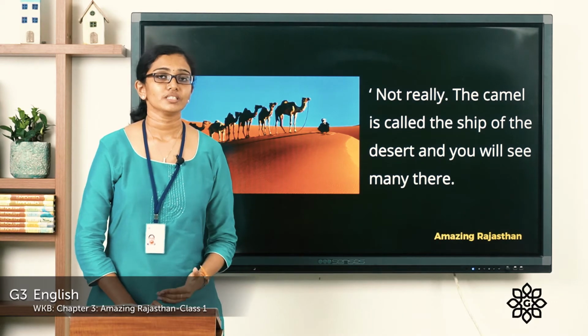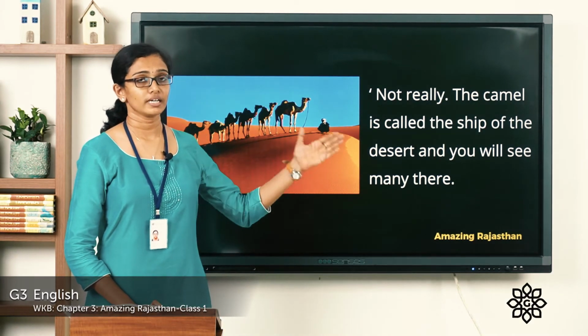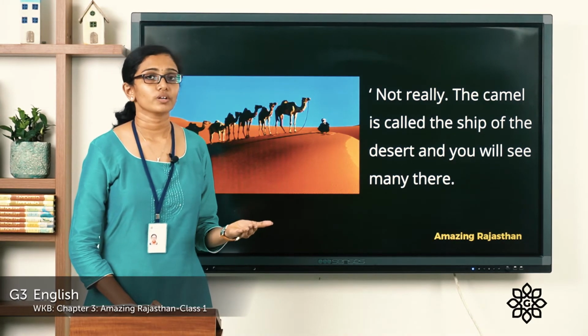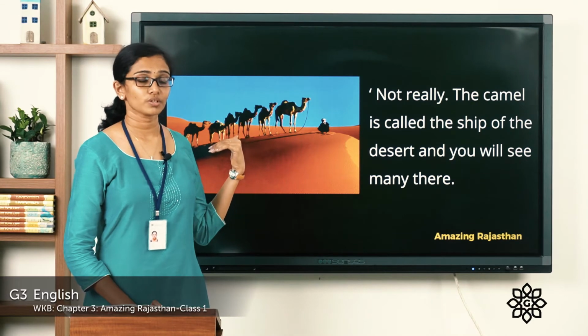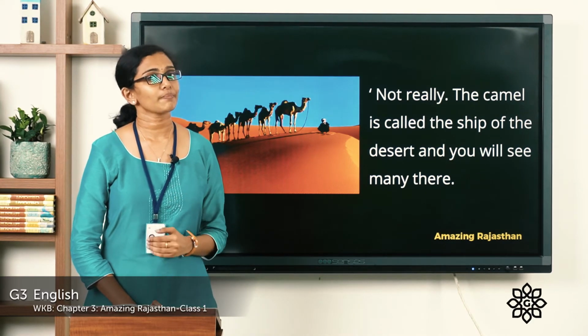People in deserts usually use camels to move around from one place to the other, and they use the camel as a mode of transport. They use camels to carry goods or weights from one place to the other. So the camel is called the ship of the desert.